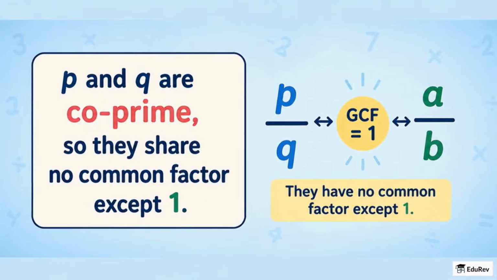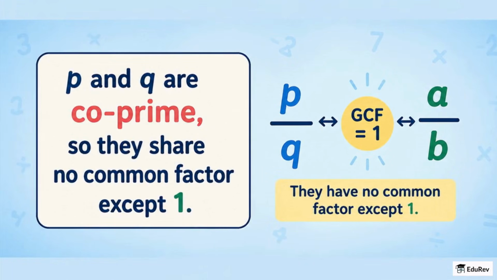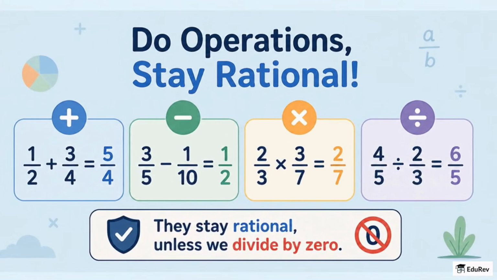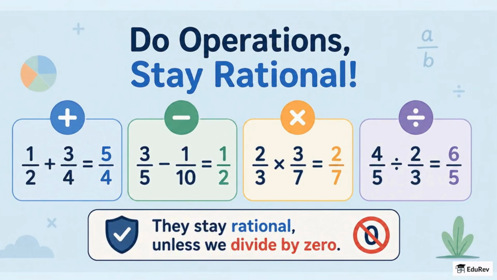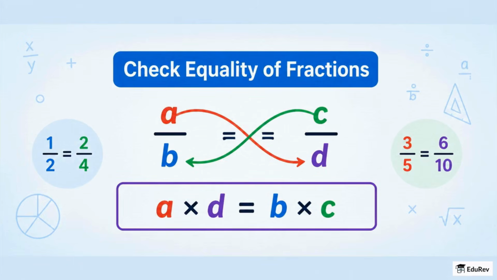In standard form, p and q are coprime, which means they share no common factor except 1. We can add, subtract, multiply, and divide rationals using simple rules, and they stay rational unless we divide by 0. To check equality of two fractions, we use cross multiplication. a by b equals c by d if a times d equals b times c.